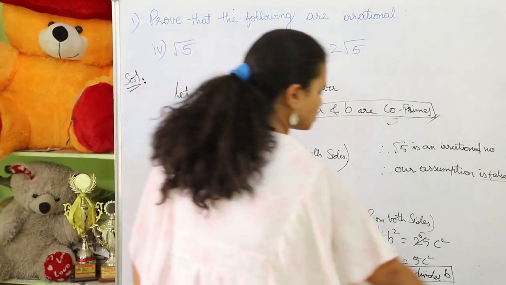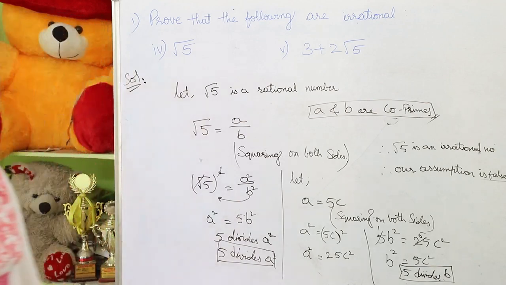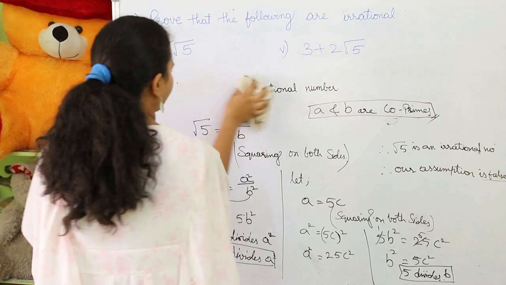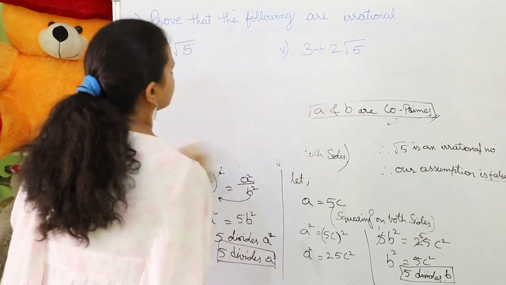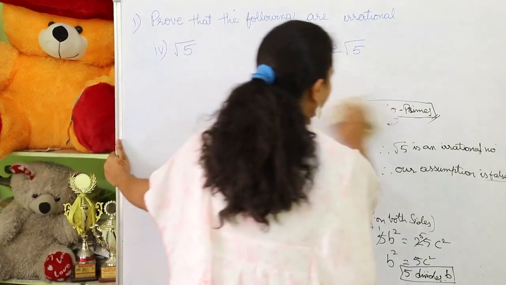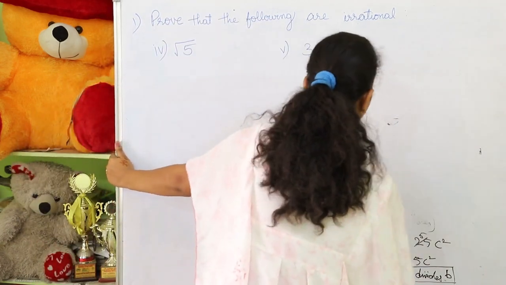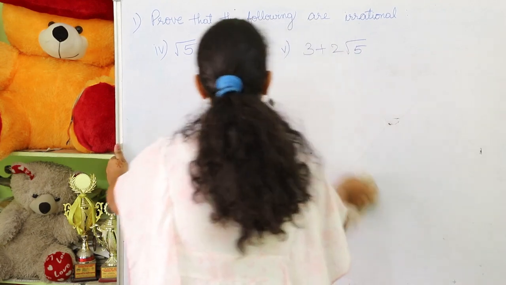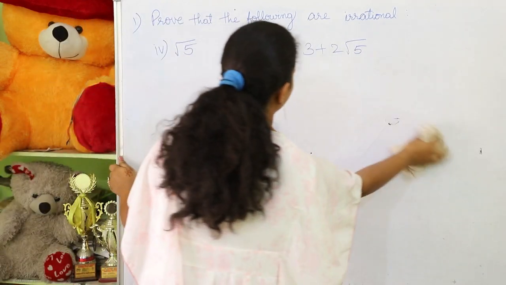3 plus 2 root 5. Clear? Hope you got it. Now let's go for the next one, the fifth one: 3 plus 2 root 5. So now here we got 3 plus 2 root 5, and we should prove this is an irrational number.